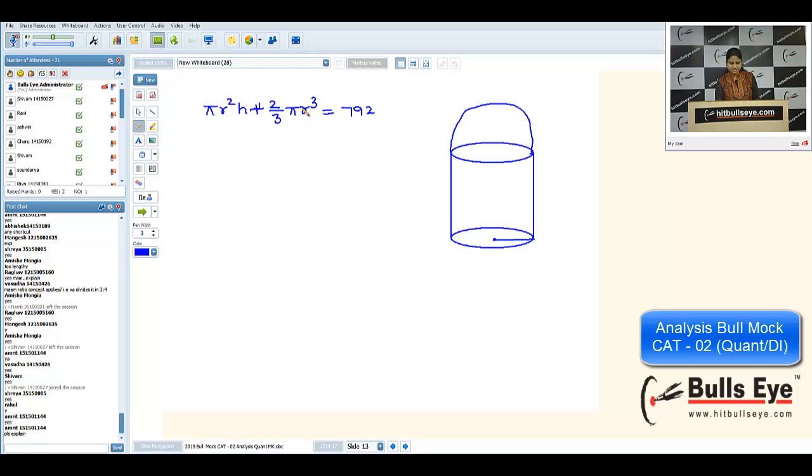There are some conditions given. By using those conditions, we can see that this is 6. This is 6. And this is 3. And this is 6. I think that is manageable for you to find the radius of the cylinder and height of the cylinder. So I'm not wasting my time on explaining this. Now what is the condition given?